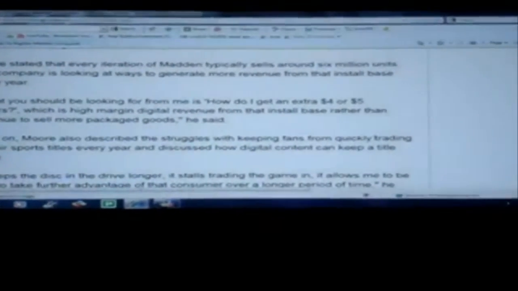generate more revenue from that base? What can we do to get, like it says here, how do I get an extra $4 or $5, instead of how can I improve the game to get more users? What do I need to do to fix all the errors that consumers are constantly telling my designers under me over and over again that I need to fix?